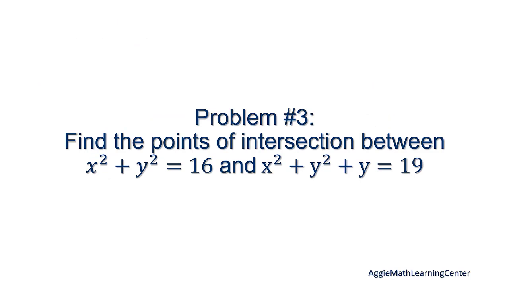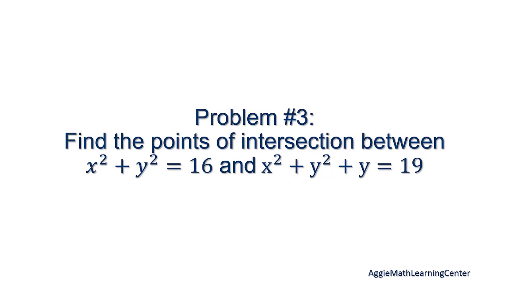For our final problem, let's consider these two equations, x squared plus y squared equals 16, and x squared plus y squared plus y equals 19. We are asked to find the points of intersection of these two equations. Pause and take a moment to give the problem a try.